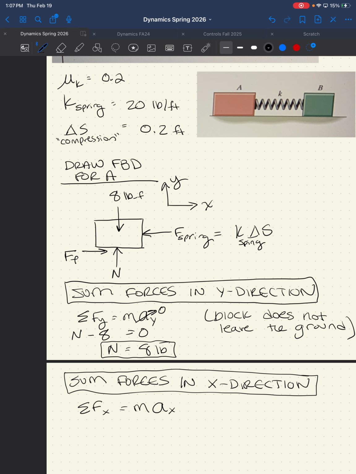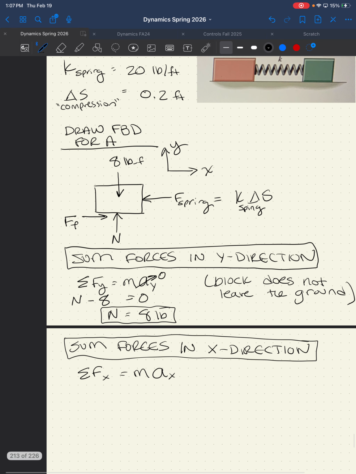Mu K times N. And this is great because we've already found N. If we hadn't already found N, we'd have had to leave it as a variable. But we found it in that first set of equations. So this is 0.2 times 8 equals mass. In fact, what is the mass of the block? 8 pounds. Now I told you that 8 pounds is a force.